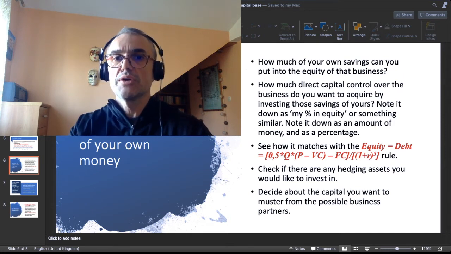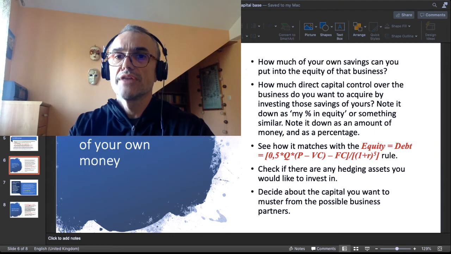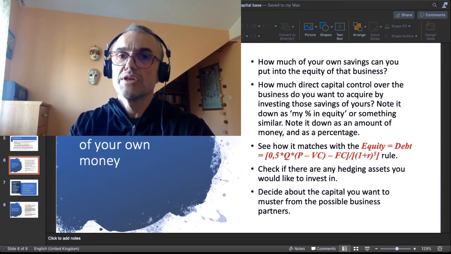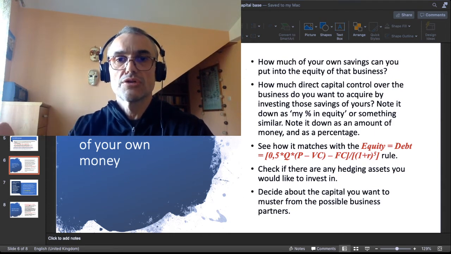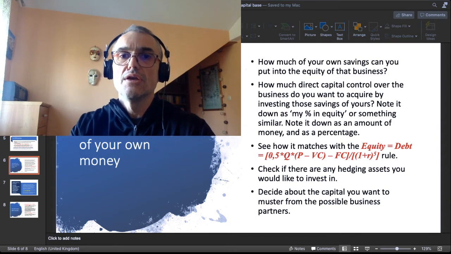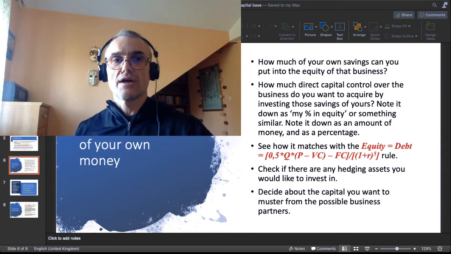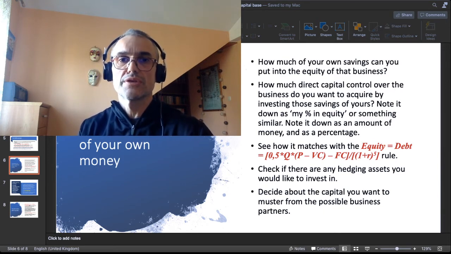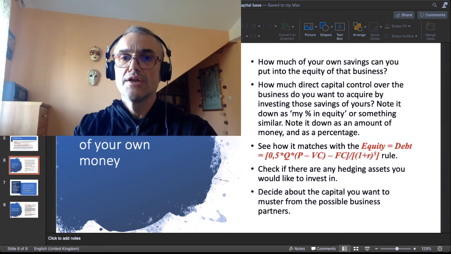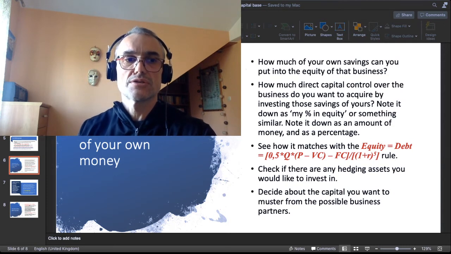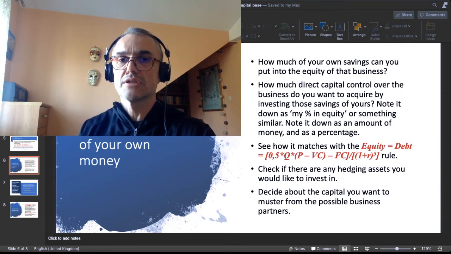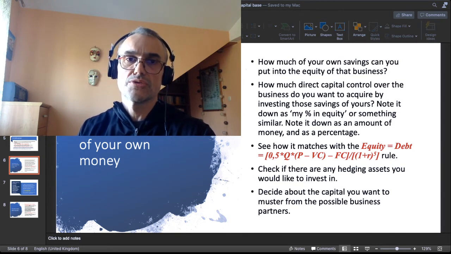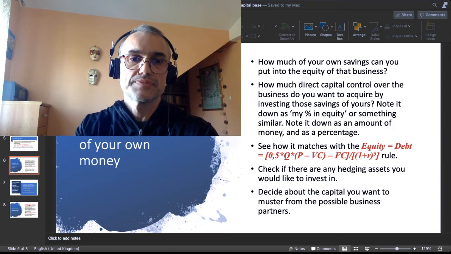So the amount of savings you want to invest, the amount of power you want to have in the equity, and just see how it matches with that principle that equity should equal debt according to the 50-50 principle, which should be equal to half of your operational income over 5 years corrected with the interest rate. Check if there are any hedging assets you would like to invest in, and then decide finally about the capital you want to muster from your possible business partners.